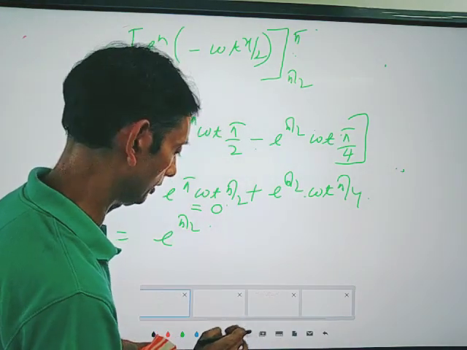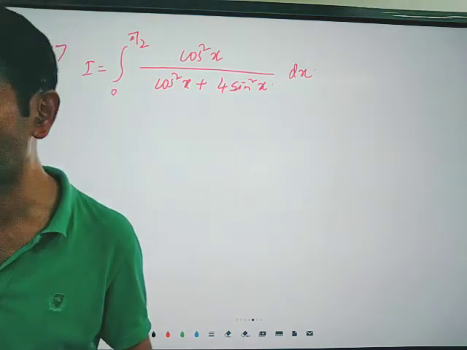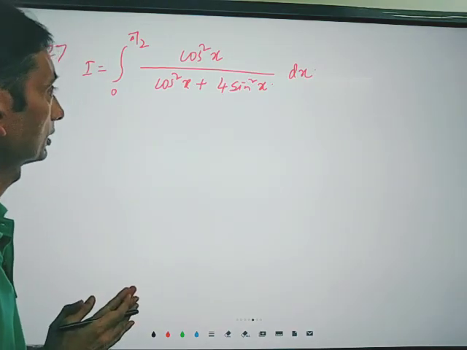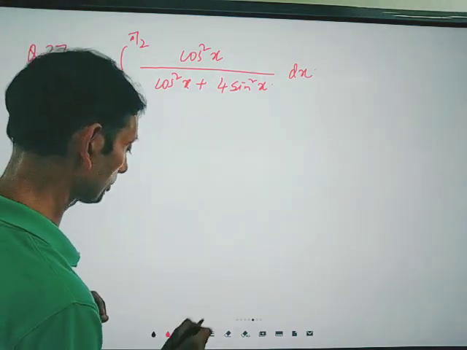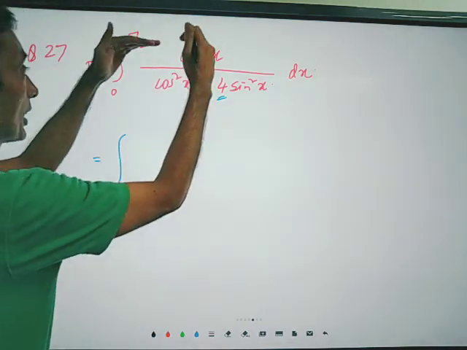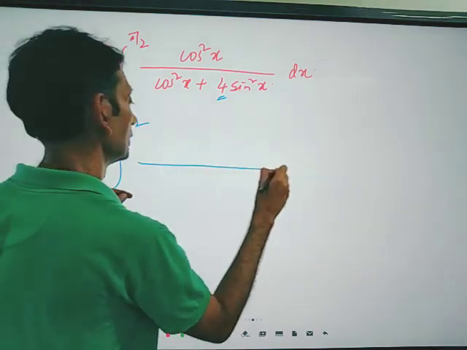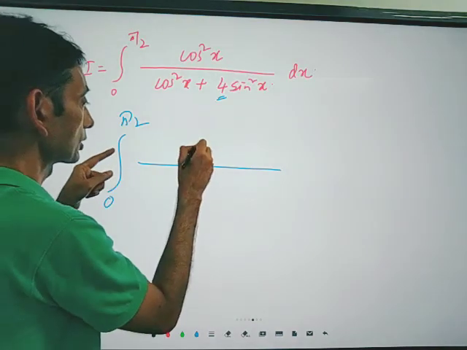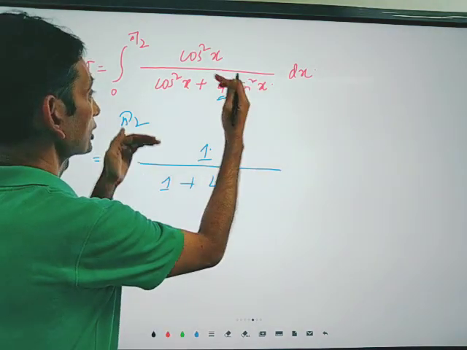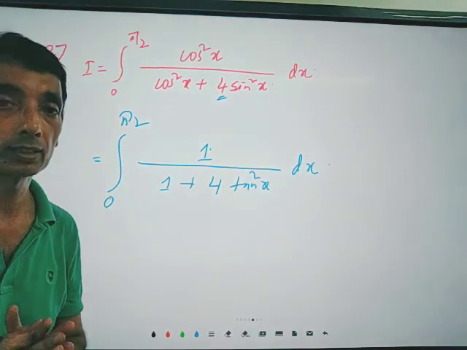Next we are going to discuss another very important question, that is question number 27. So how to solve this question? This question is important only because of this term 4. We'll start by dividing numerator and denominator by cos square x. If we divide numerator and denominator by cos square x, we get 1 in the numerator, and in the denominator 1 plus 4 sin square x by cos square x, that is tan square x, dx. So we got the steps.